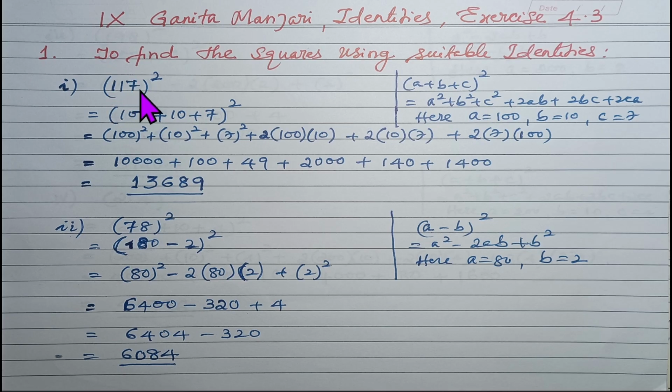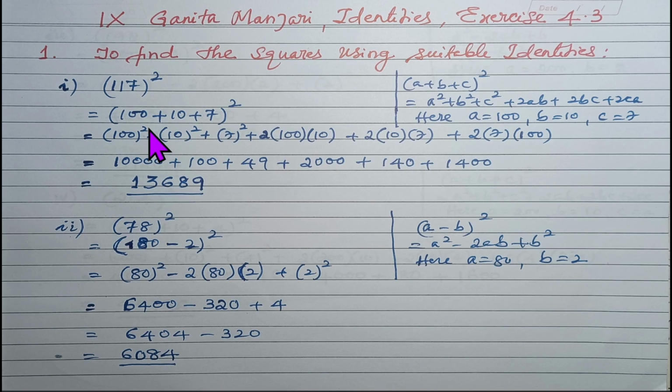Now the first question is 117 square. 117 can be written as 100 plus 10 plus 7. That means it will be a plus b plus c whole square form. So we have an identity: a plus b plus c whole square is equal to a square plus b square plus c square plus 2ab plus 2bc plus 2ca, and here a is 100, b is 10, and c is 7. So substitute the values in the RHS here. We get 100 square, that is a square, b square is 10 square, c square is 7 square, and 2ab is 2 into 100 into 10, 2bc is 2 into 10 into 7, and 2ca is 2 into 7 into 100.